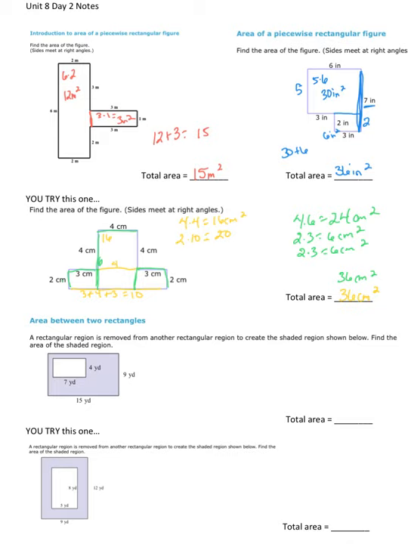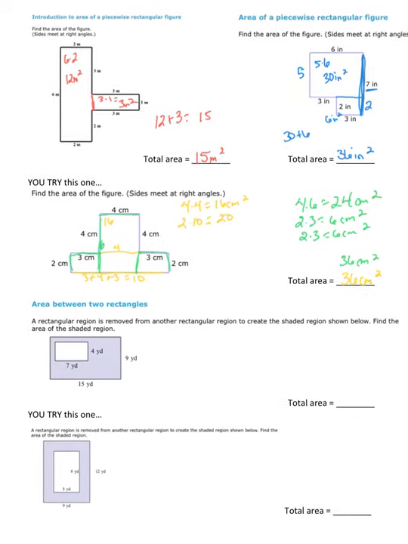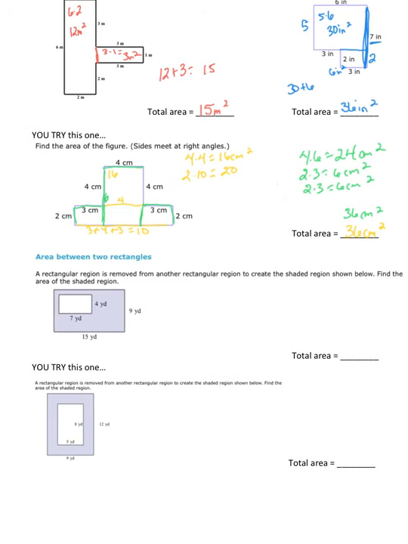All right, now, let's see if we can do this. There we go. Learn something new. All right. Let's do black. A rectangular region is removed from another rectangular region. It's like using a cookie cutter to make cookies. Find the area of the shaded region. Okay. That looks kind of weird. It's super easy.